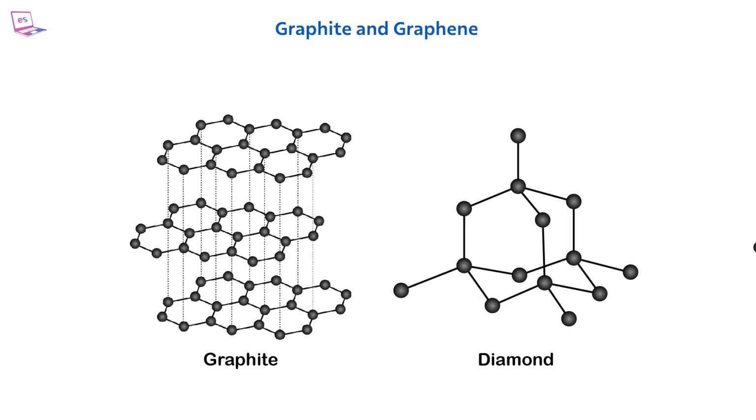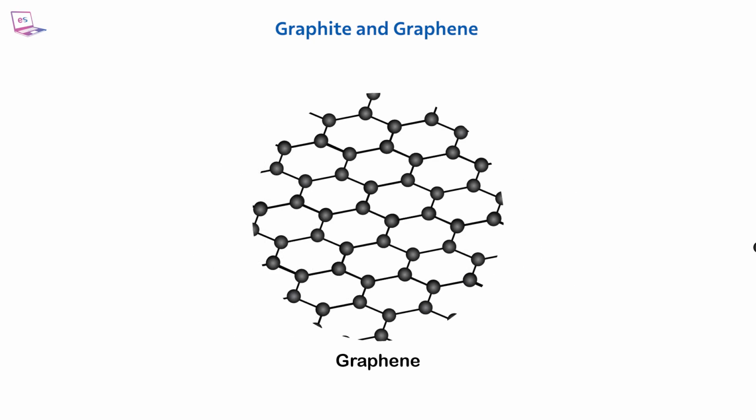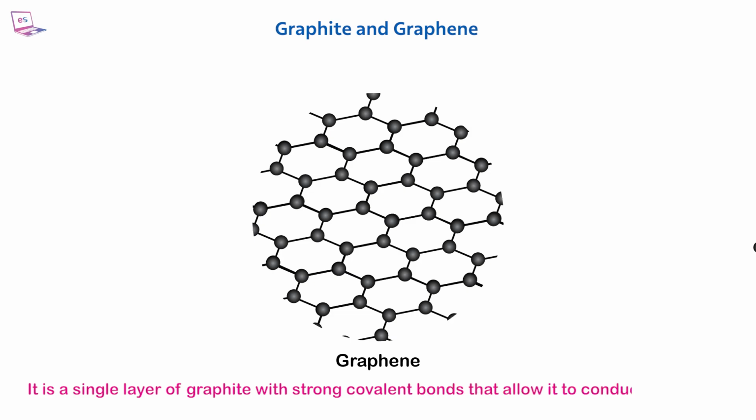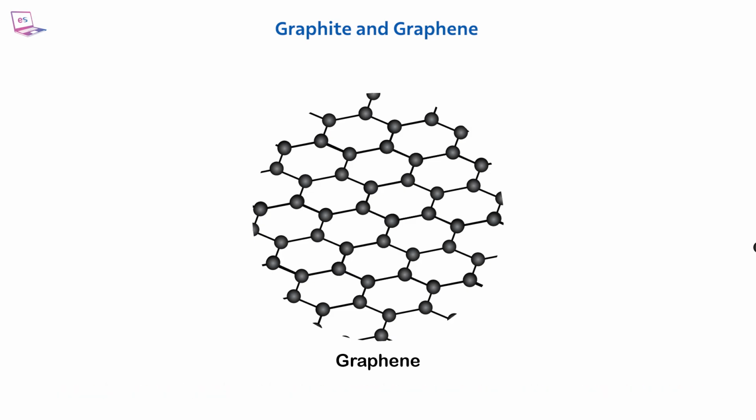Graphite is much softer than diamond, because its layers can slide over each other, as they are not covalently bonded. Graphene is an allotrope of carbon. It is a single layer of graphite, with strong covalent bonds that allow it to conduct electricity. It is used in high-tech electronics and composites.